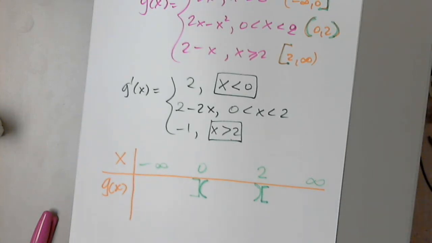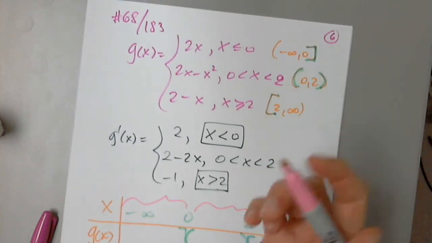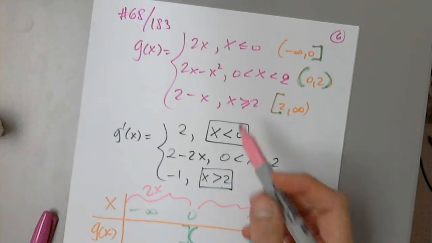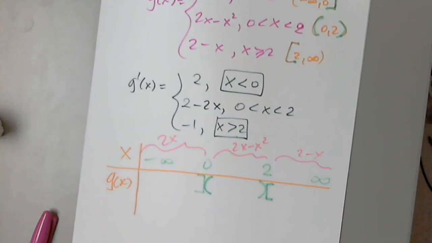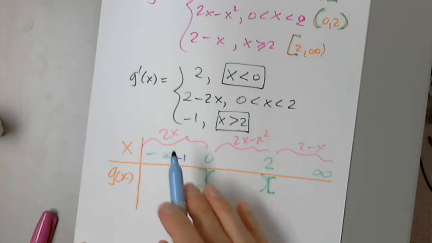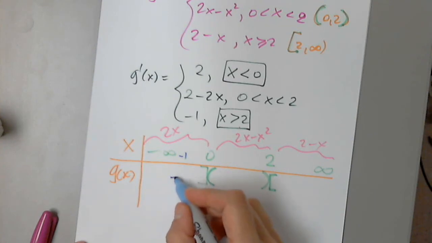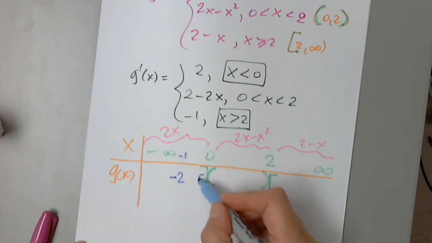I will copy the function just to make sure that I'm not forgetting where I'm plugging it in. To the left-hand side of 0 it is 2x, in the middle it is 2x minus x squared, and to the right it is minus x. Okay, so I'm going to plug in -1. What do I get? Perfect. I'm going to plug in 0. What do I get? Awesome.